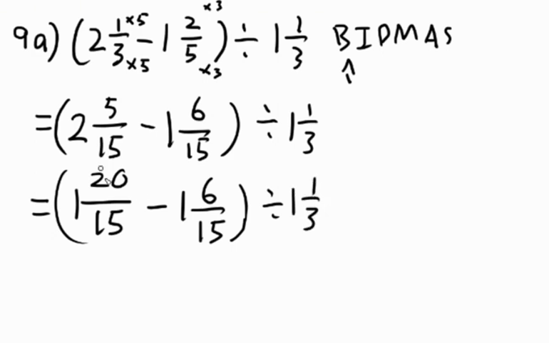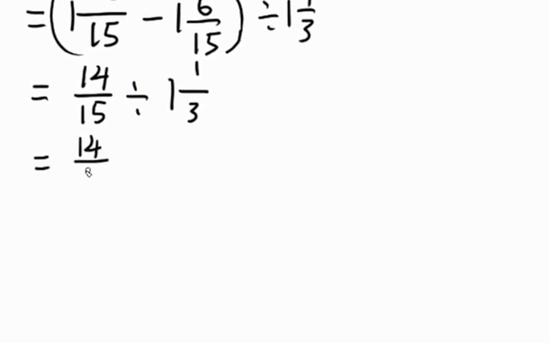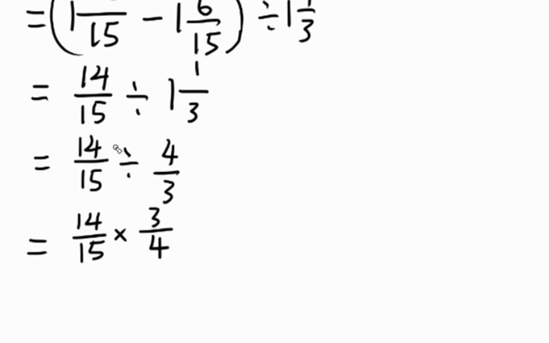So now we can subtract the fractions, so this will equal 14 over 15 divided by 1 and 1 over 3. So now we can convert this to an improper fraction. So this will equal 14 over 15 divided by 4 over 3. And now we can flip this fraction. So this will equal 14 over 15 multiplied by 3 over 4.